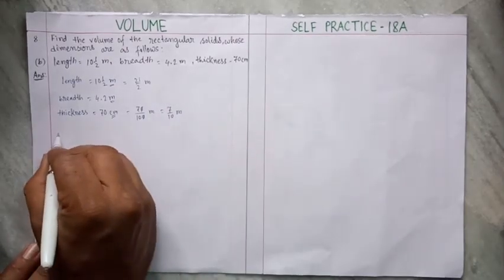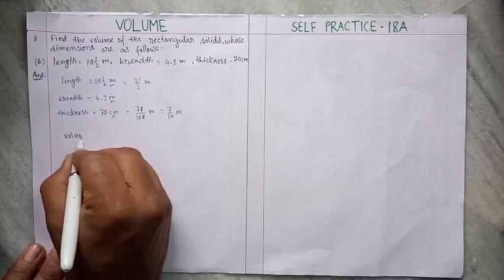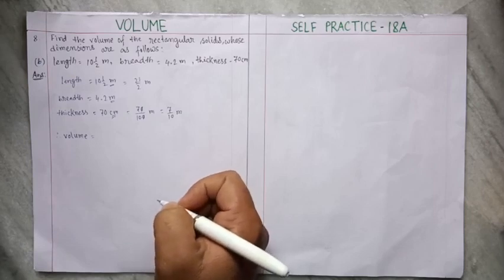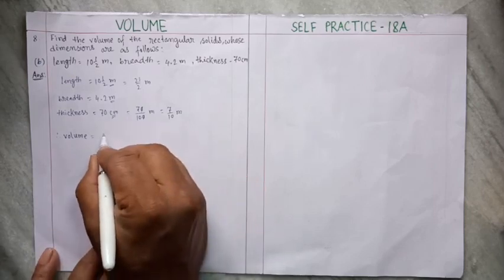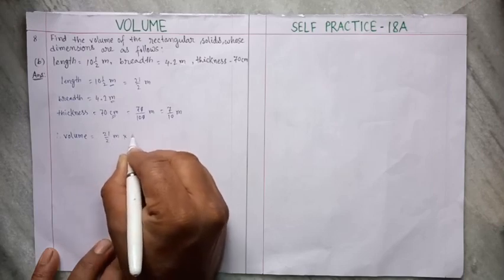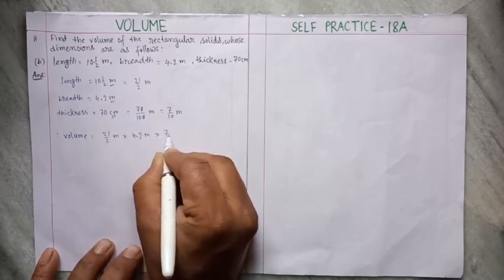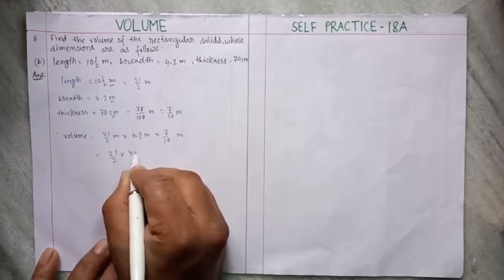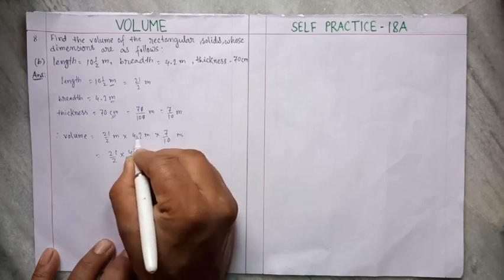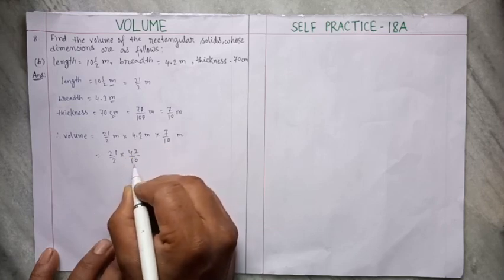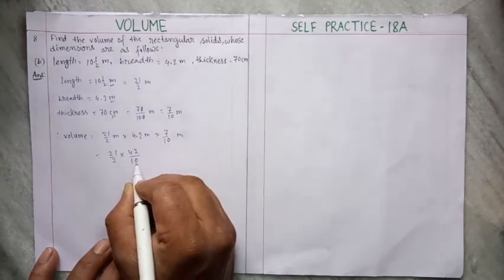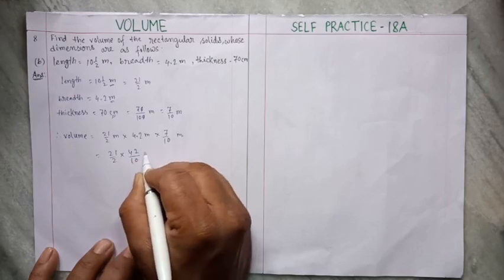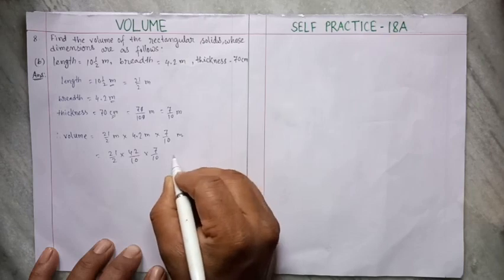Right. Therefore, volume is equal to what? Length into breadth into height. Height means here thickness. So write here 21 by 2 meter into 4.2 meter into 7 by 10 meter. We can write it this way: 21 by 2 into 4.2. We can remove this decimal point and write 10 on the denominator, since there is one decimal place, into 7 by 10, meter cube.